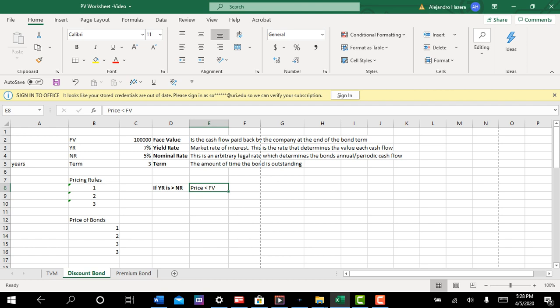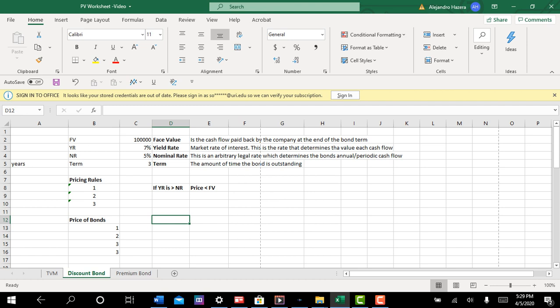Okay, and what is the price? The face value is the cash flow that's paid back by the company. It's like the principal on the loan. It's cash flow that's paid back by the company at the end of the bond term, in this case 3 years. And the price of the bond, which we're going to compute down here, is the amount that you actually get for the bond.